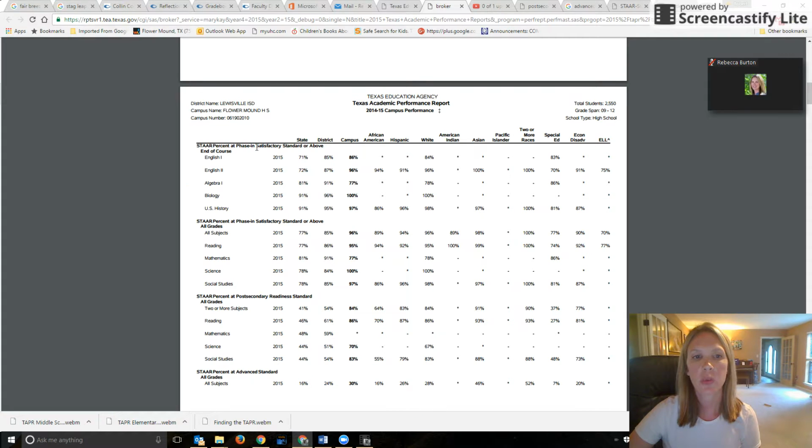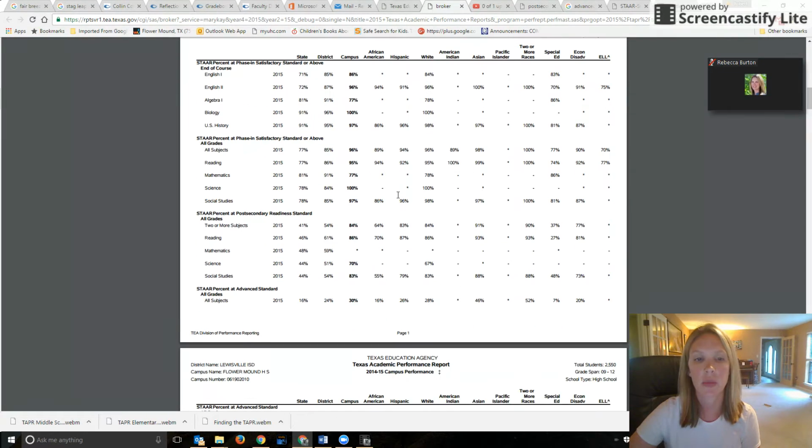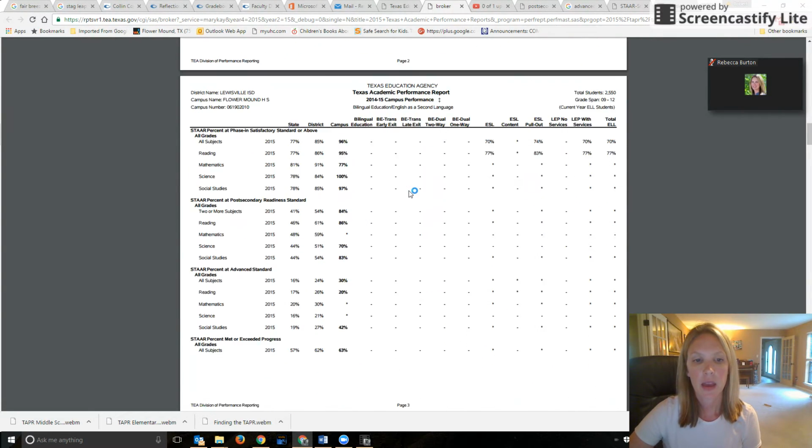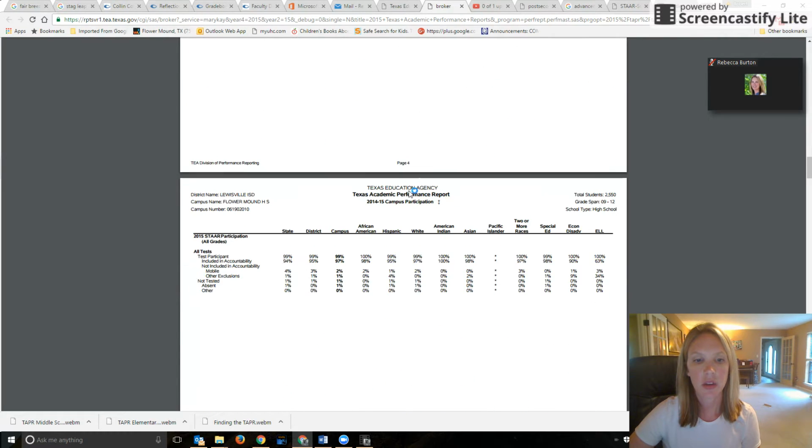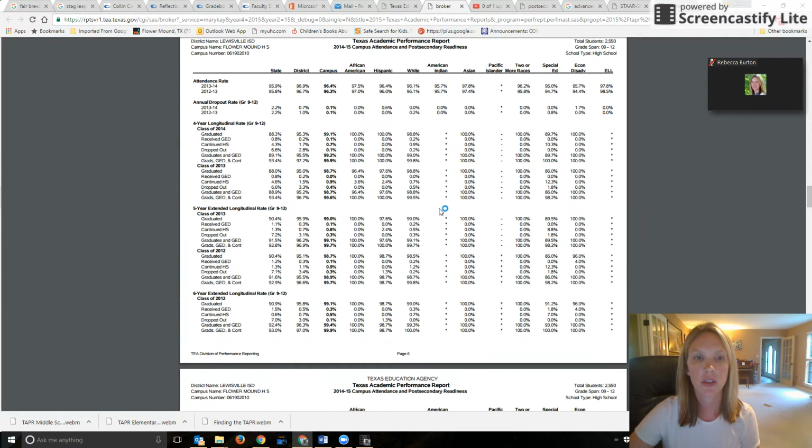So one, we do report out on the end of course exams, and that's because we may have students in ninth grade taking Algebra 1, or we may have 10th or 11th graders taking Algebra 1. So some of this is reported based on the class and not necessarily the grade level, as far as when you're passing the Algebra 1 exam or biology exam, et cetera. So let's scroll down to some of the things that look different on this high school report.